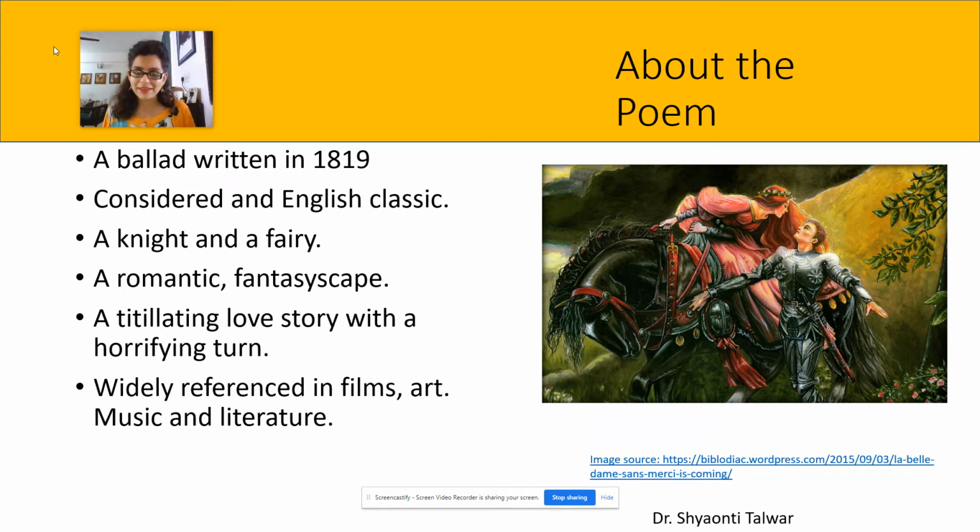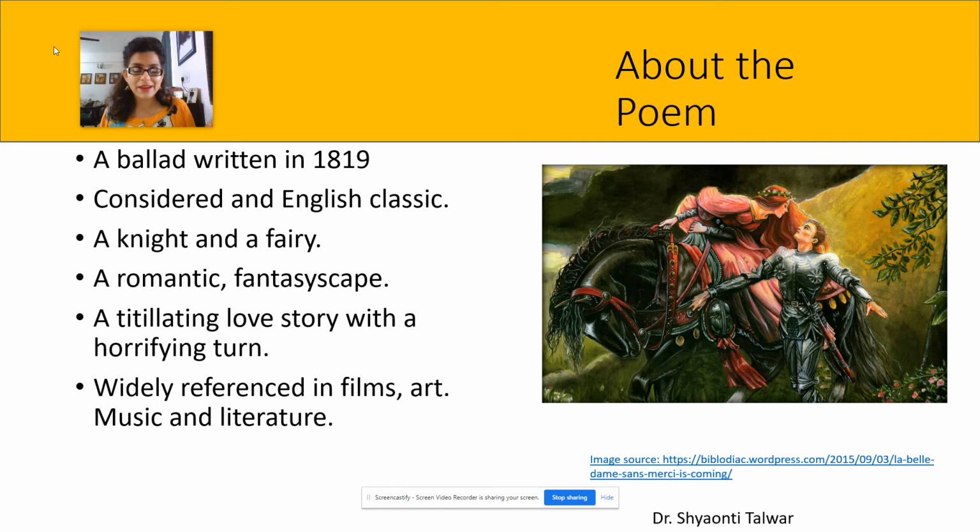Now, what is a ballad? A ballad is something which has a folk origin. Like in India, you have folk songs, and if you were to hear folk songs, you would realize that they're not really very difficult to follow, and they are not very difficult to sing, and they have a rhythmic quality about them. So a ballad has those similar traits because it originates from folk literature. So it is very easy to sing or recite.